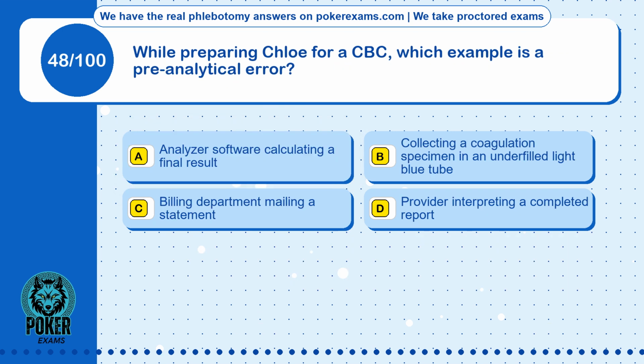Question 48. While preparing Chloe for a CBC, which example is a pre-analytical error? Option A, analyzer software calculating a final result. Option B, collecting a coagulation specimen in an underfilled light blue tube. Option C, billing department mailing a statement. Option D, provider interpreting a completed report.